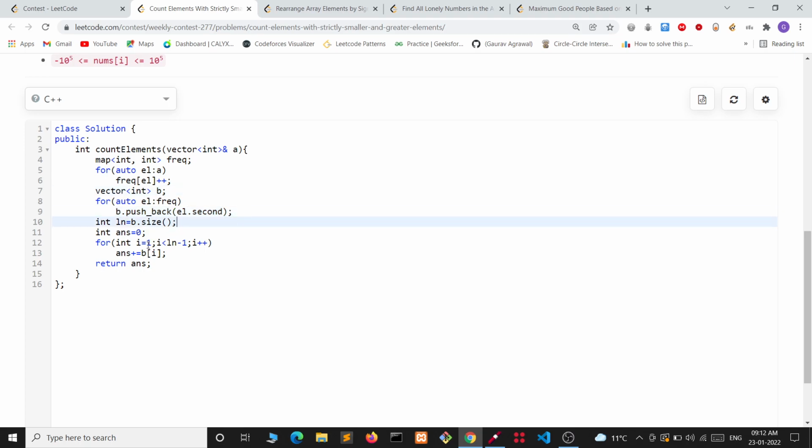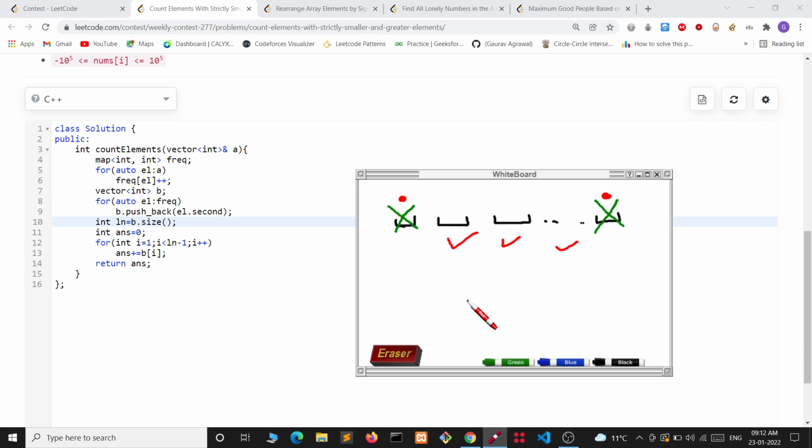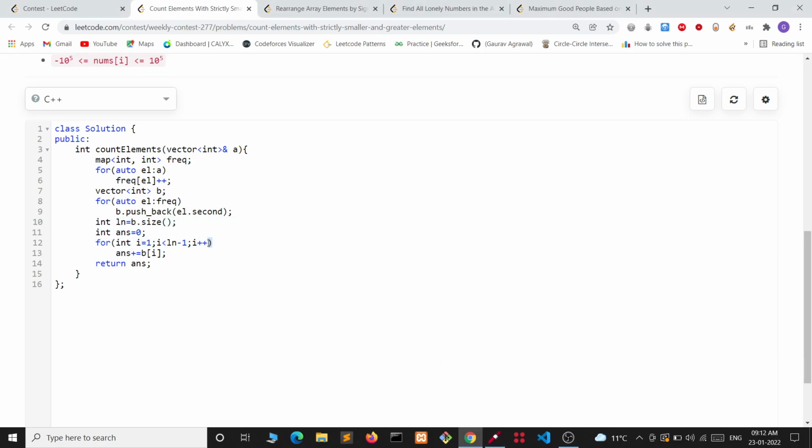Now I just have to add the frequency of elements which are in the middle. So I have not taken index 0, and the last index I have not taken into account, and counted all the other frequencies. So that's our answer.